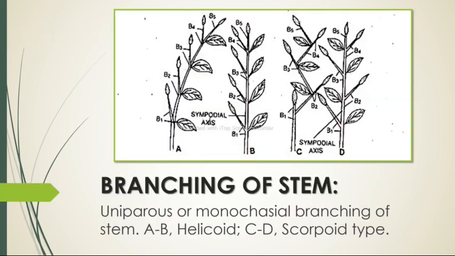So, branching of the stem. In this figure you can see the uniparous or monochasial branching of the stem. In figures A and B, you can see that this is the helicoid branching and this is the sympodial axis. And in figures C and D, you can see that this is the scorpioid type branching and this is the sympodial axis of scorpioid type, as shown in the figure.